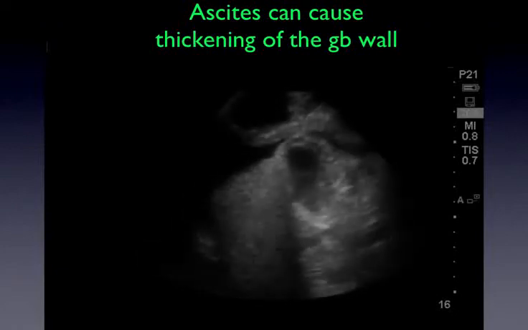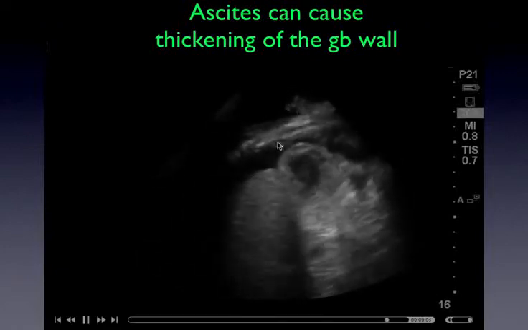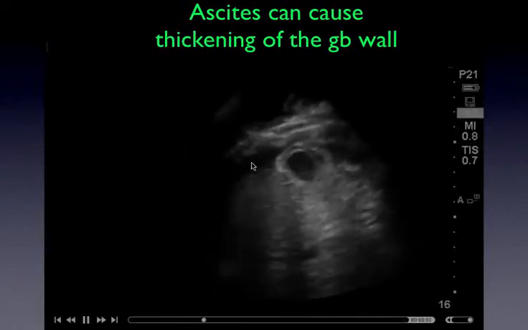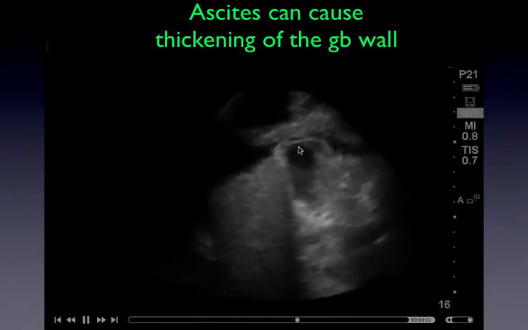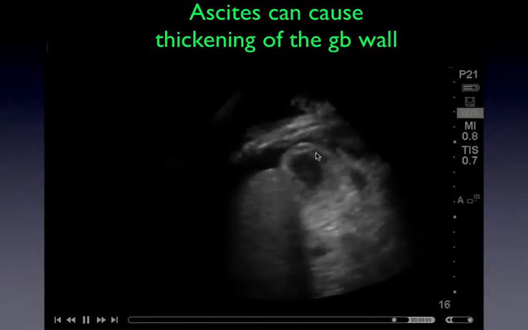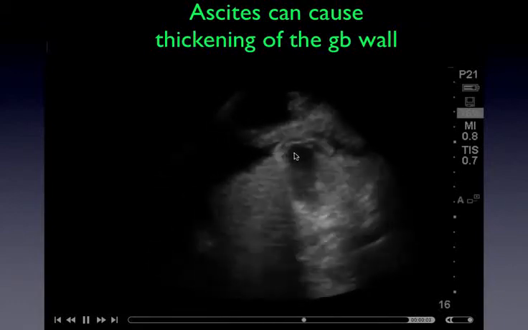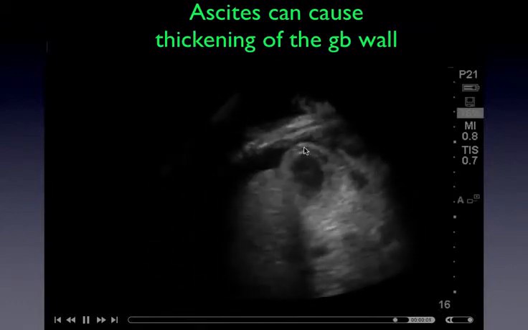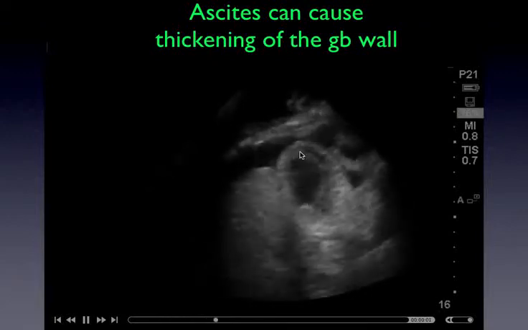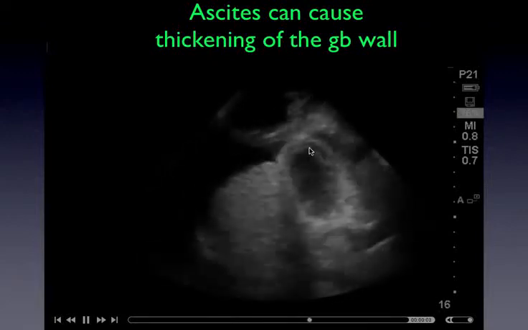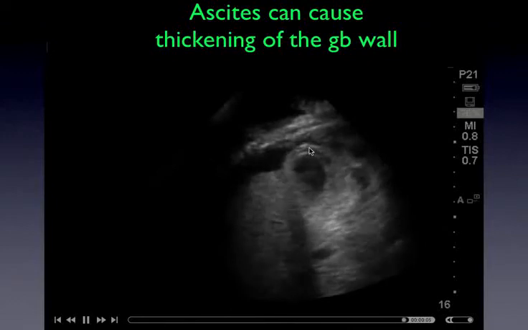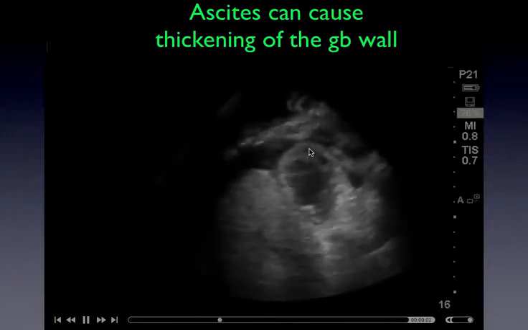Ascites can cause thickening of the gallbladder wall. In this image, we have ascites, free fluid over here. And looking at this gallbladder wall, we can actually see there's a strip of hypoechoic fluid within the wall of the gallbladder here. The gallbladder wall is significantly swollen. Again, it should be less than 3 millimeters. This appears to be approximately 7 millimeters.